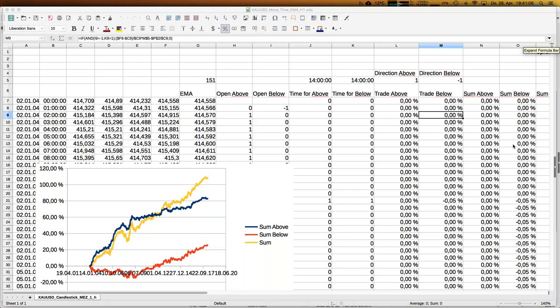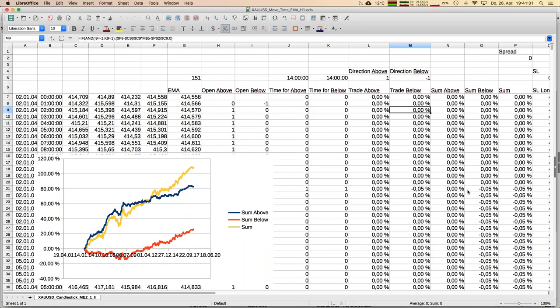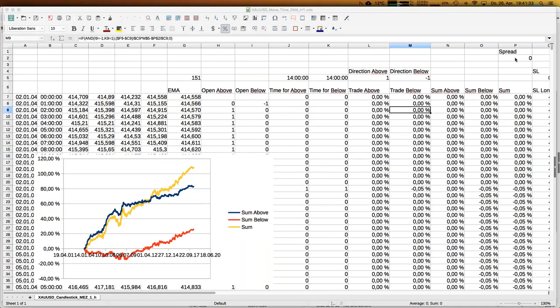And you might use the same Excel sheet for other underlyings, then you have to exchange the data, and you might use it for other EMA values. You can try by your own if you like. You can go for other EMA values, or you can go for other times and other directions. But now, as I mentioned, that's only statistical edge. Now let's go for spread.